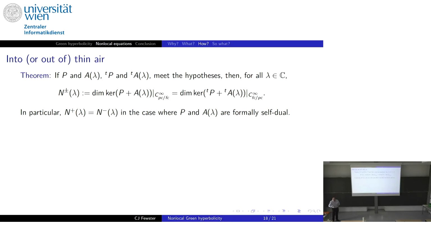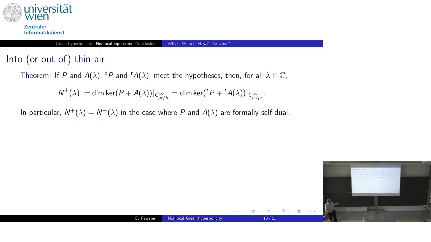And just a couple more things. If you look at these spaces of exceptional things, the things that would be excluded by energy conditions, we can look at the dimensions. Here I've got the dimension of the appearing or disappearing solutions for P plus A, and here I have the dimensions of that space for the formal duals, except I switch around whether I've got past compact or future compact.